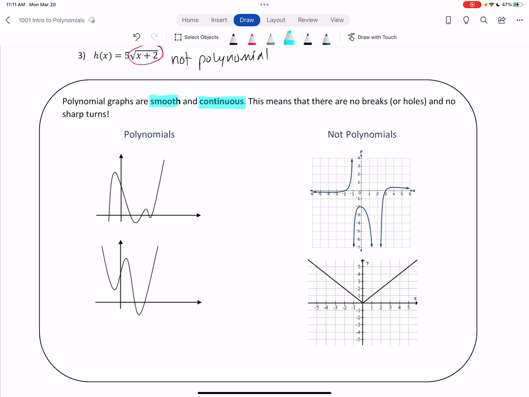So on the left-hand side here, we see two graphs which represent polynomials. They're nice and smooth. At the top, they have smooth humps. There's no breaks, there's no holes, there's no asymptotes. Whereas these two on the right, look, this guy has a sharp point at the bottom, not a polynomial. This guy's got a whole bunch of broken spots at -1 and 2, not polynomials.